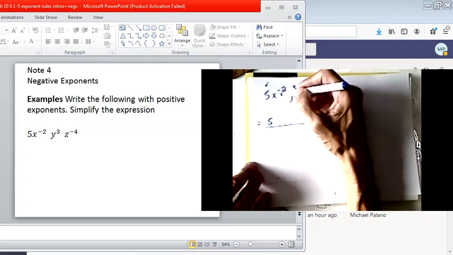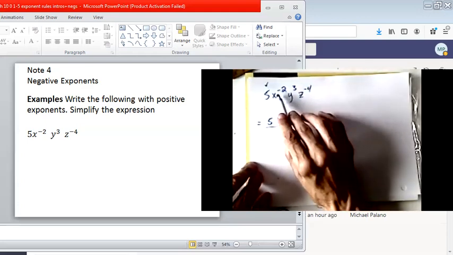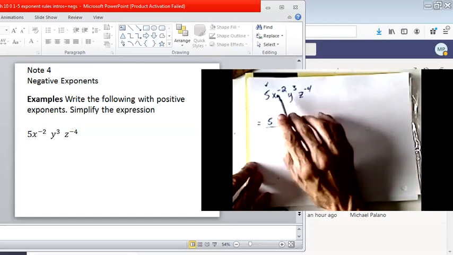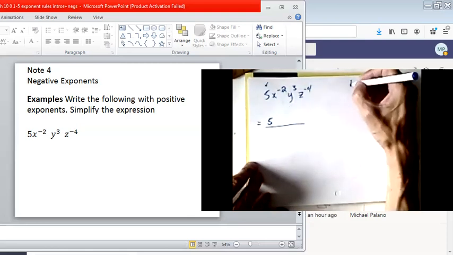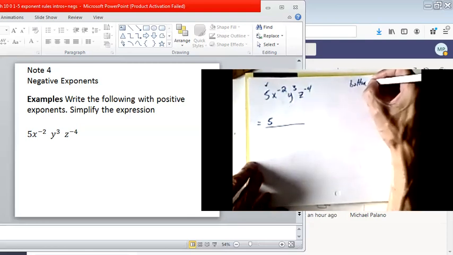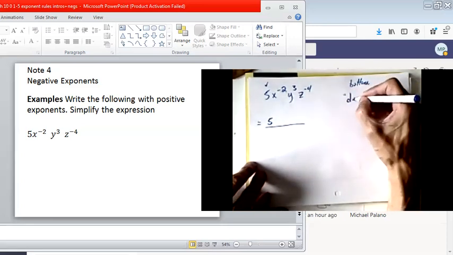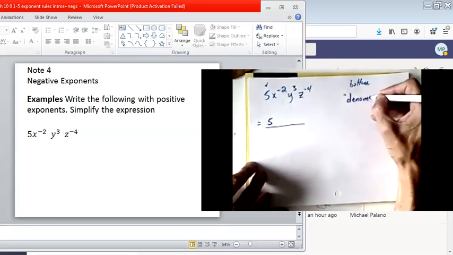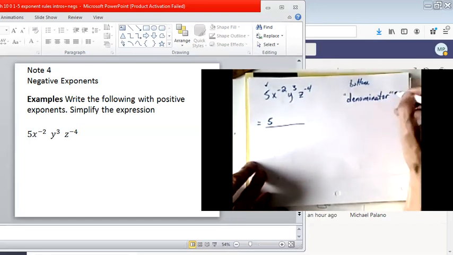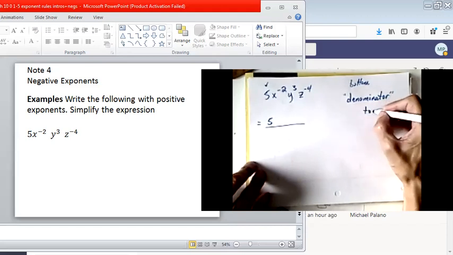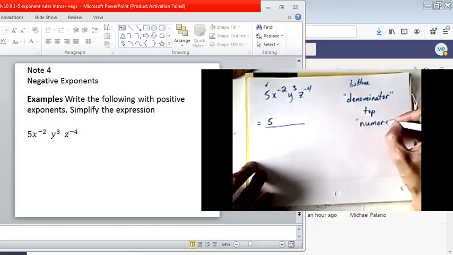How about this, x to the negative 2? Bottom. That's right. It goes to the bottom. And by the way, I say bottom a lot, just because it's like English. But the math word for the bottom that you might see is denominator. The top is numerator.